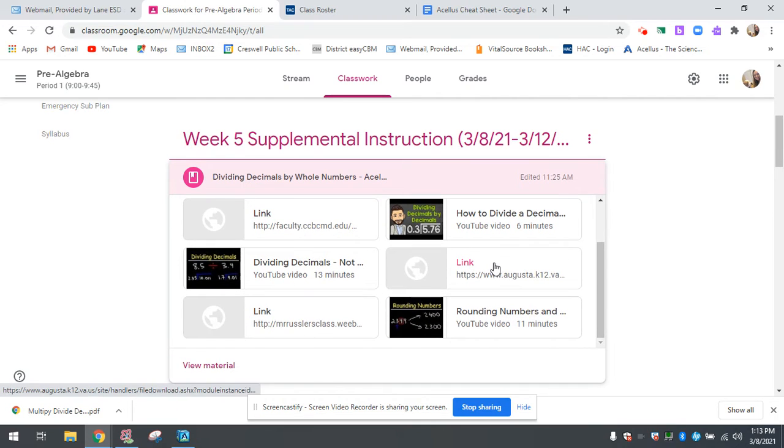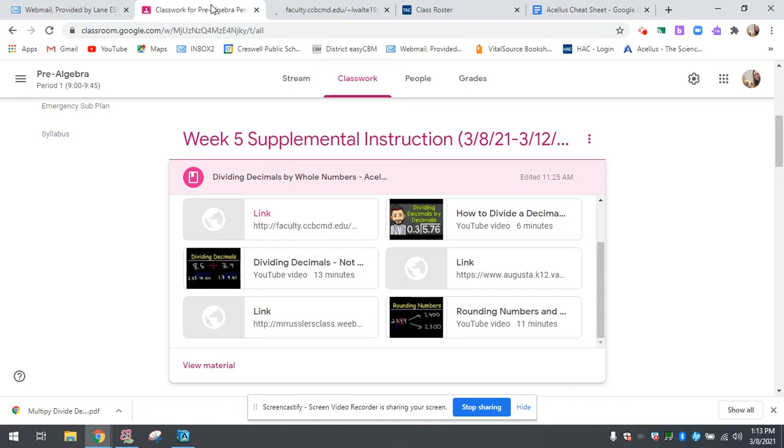These links give you notes, step by step, on how to divide decimals and some vocabulary for dividing decimals. There are 2 videos on dividing decimals if you want to do it longhand instead of in a calculator. Then there's a video on rounding numbers if you've forgotten. So I'm going to show you some of the links. Let me open them up.